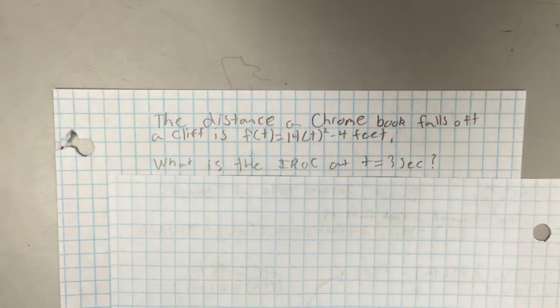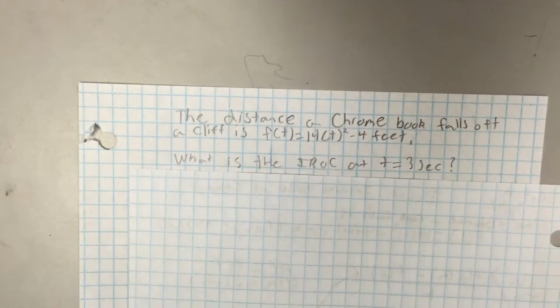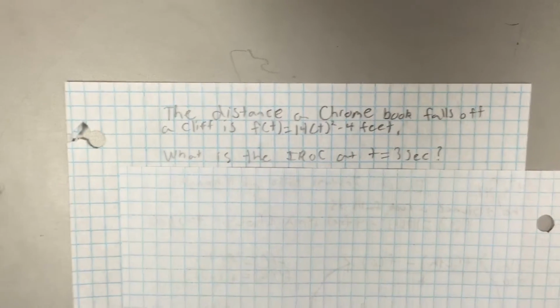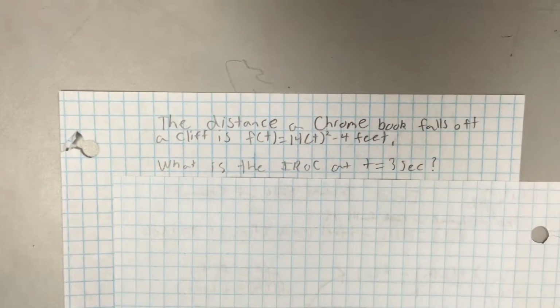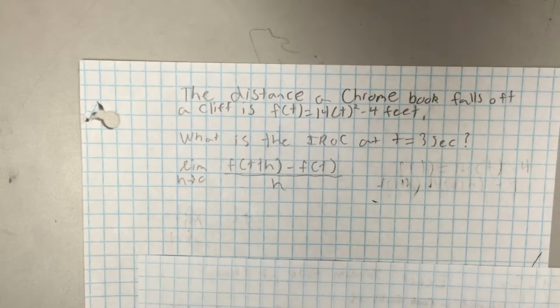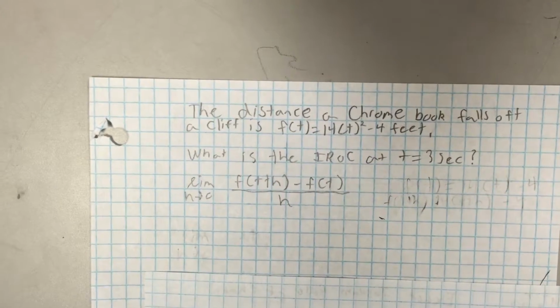Okay, so I'm doing the exact instantaneous rate of change. Now my problem is the distance a Chromebook falls off a cliff is f of t equals 14t squared minus 4 feet. And I'm going to be finding what is the instantaneous rate of change at t equals 3 seconds. Now the formula we're going to be using for exact instantaneous rate of change is the limit as h approaches 0 of f of t plus h minus f of t over h.